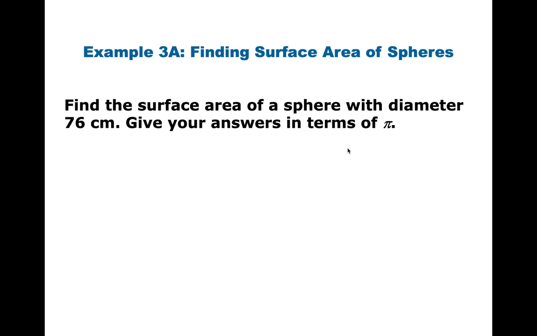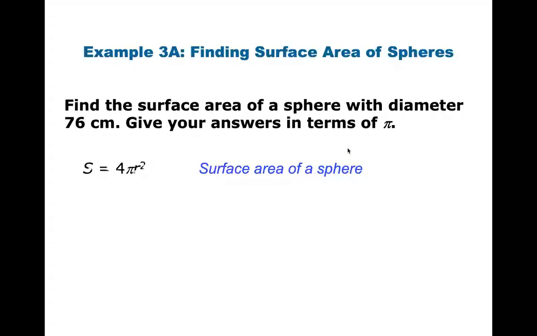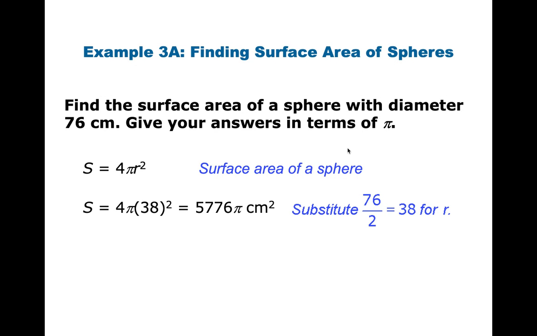So first thing we're given is diameter, but remember, we don't need the diameter, we need the radius. So the first thing we need to do with the diameter of the circle is cut it in half, because the radius is half the diameter. So knowing that, I take 76, I divide it by 2, I get 38. Then I plug it into my formula.